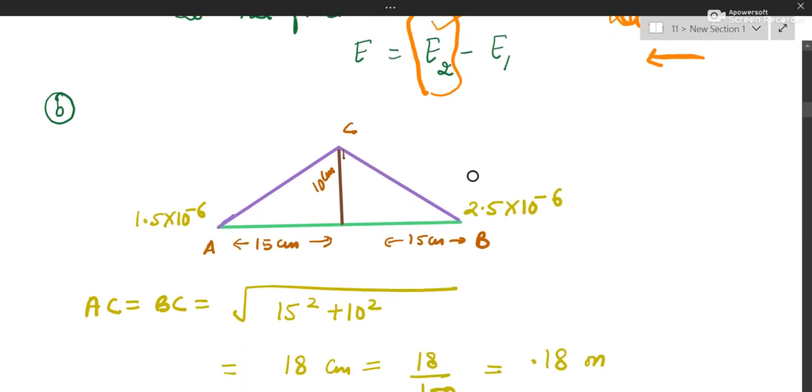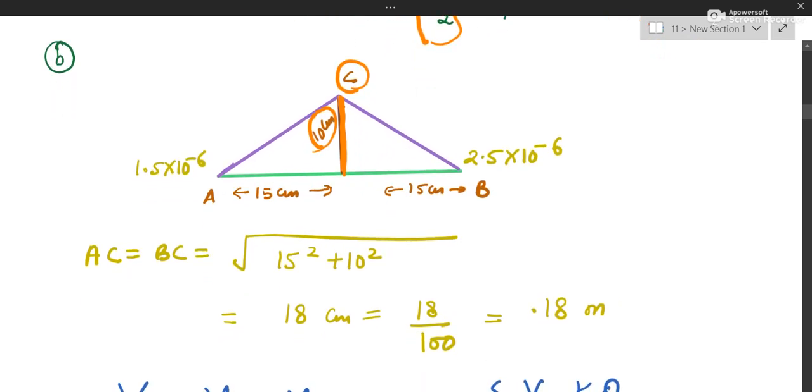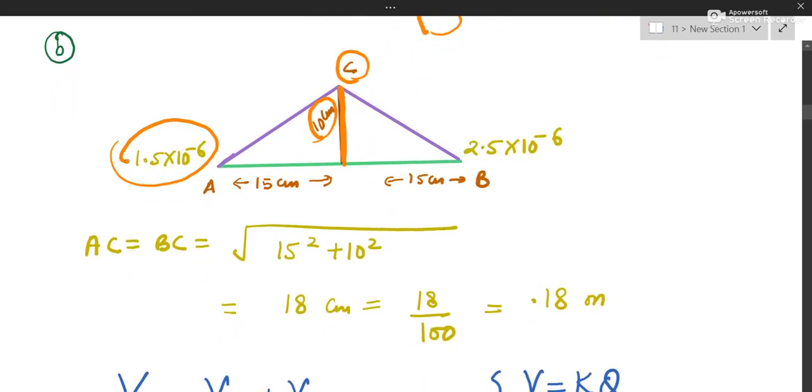You have to find the field and potential at 10 centimeters distance, on the equatorial line, the normal line. We have to find the electric potential at C. Then again, we have to find the distance of the first charge from point C.